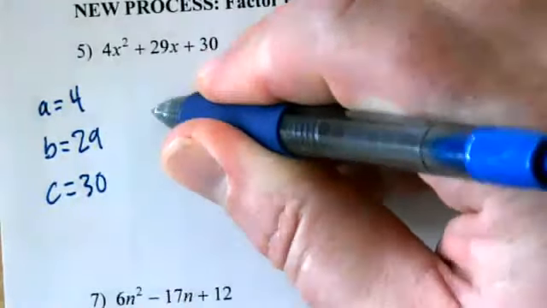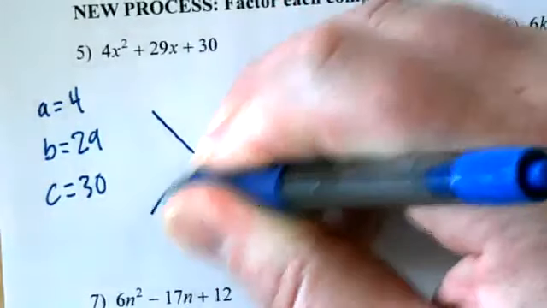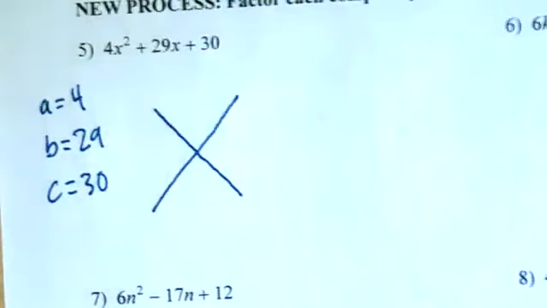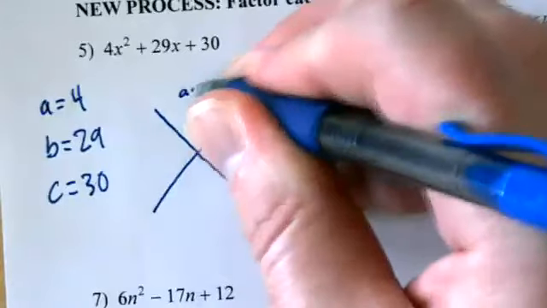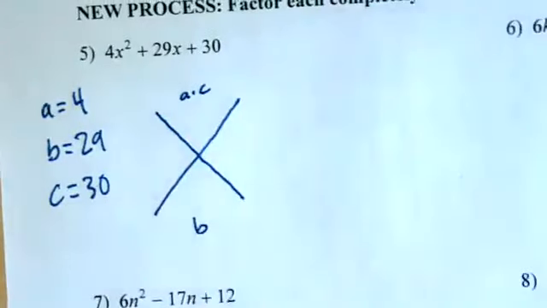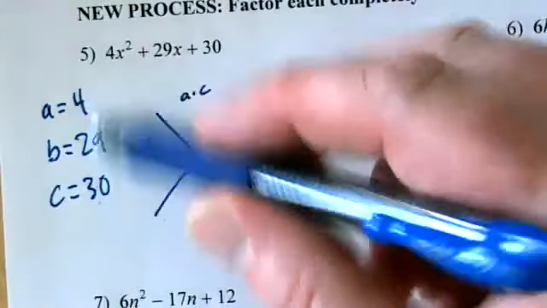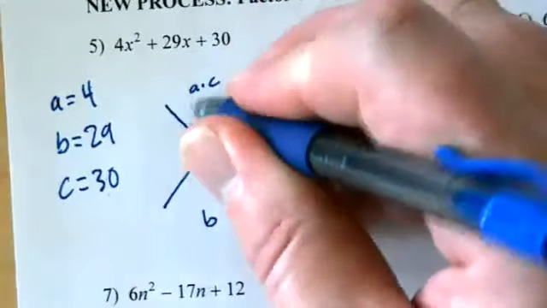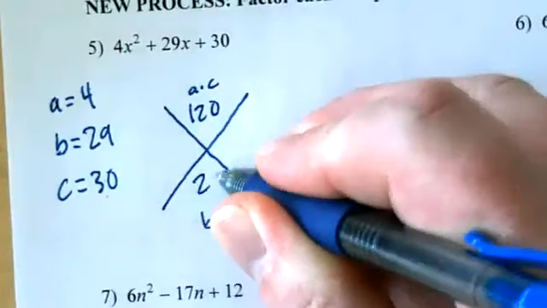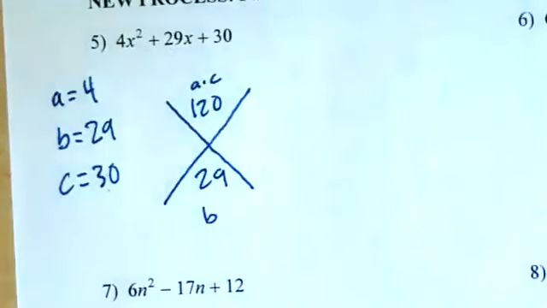All right, step 2, set up your diamond problem. Same way we did before. Do A times C in the top, B in the bottom. Now we're going to end up with some bigger numbers here because we're multiplying. 30 times 4 is 120. B is 29. There's step 2. I'd say step 2, just making the diamond problem about a 0.5 to a 1 out of 3 or 4.